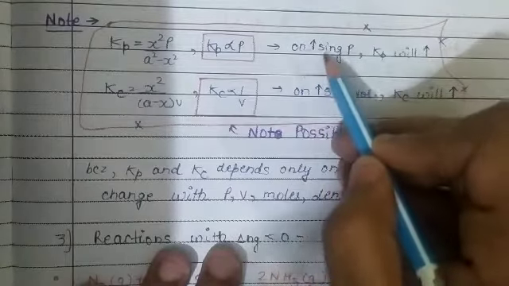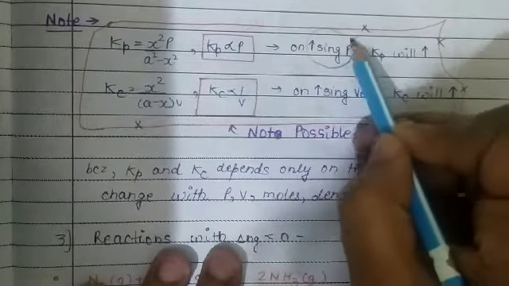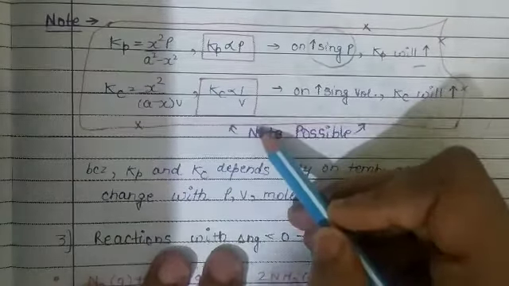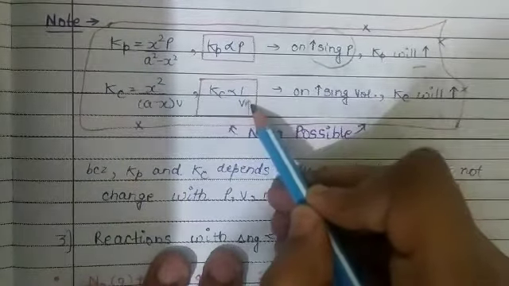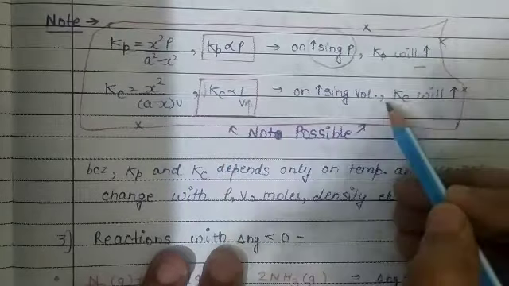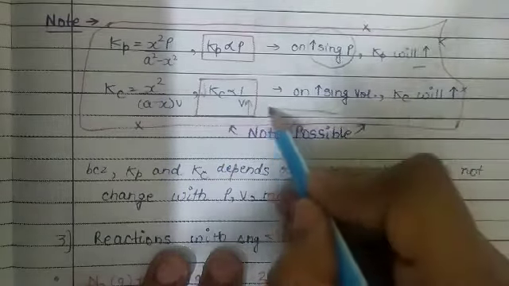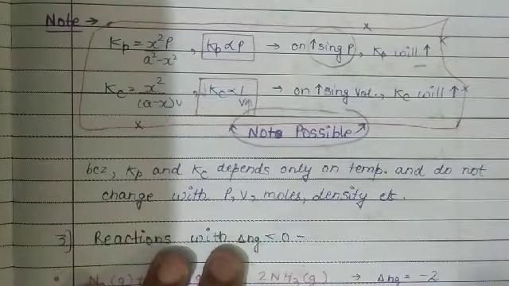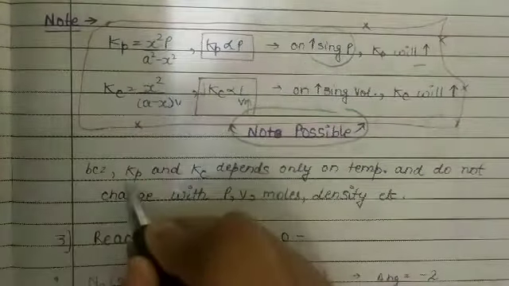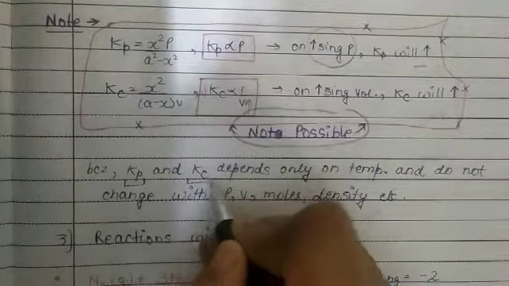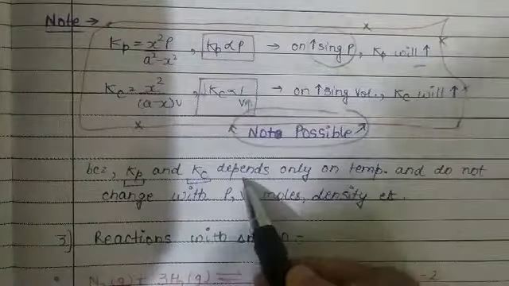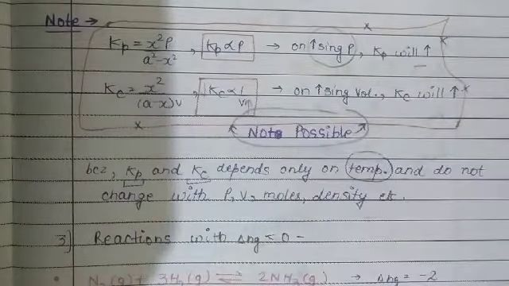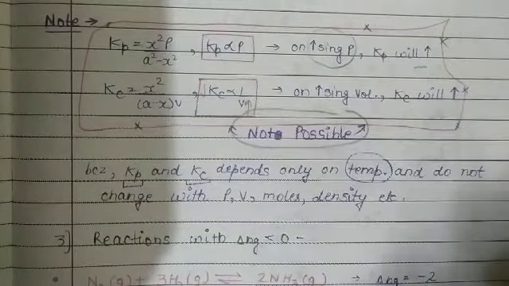So we might think that if we increase the pressure, Kp will increase according to the relation. Also, when we increase the volume, Kc will decrease according to the relation. But this is not possible. This is wrong, because I have explained already that Kp and Kc depend on only one factor, which is temperature. So Kp and Kc only depend on temperature.